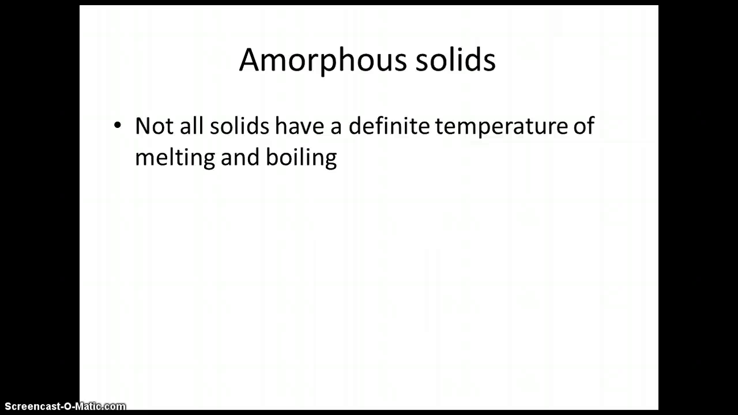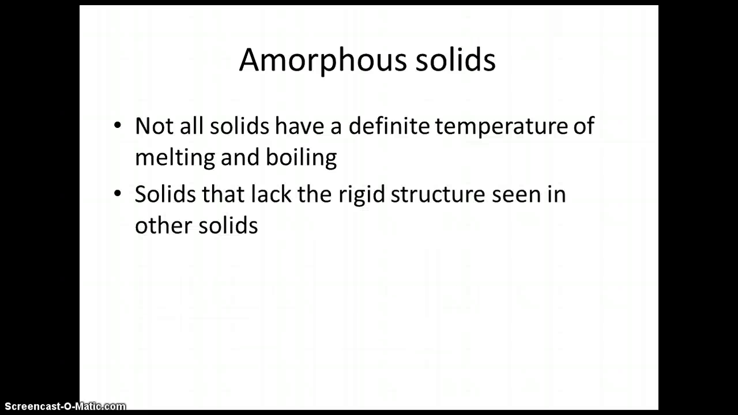So one example, water. We know water's melting point. We know water's boiling point. That's something that any water is going to have. Amorphous solids, on the other hand, are going to have different melting points and boiling points, even if it's the same amorphous solid. So these are solids that are going to lack that rigid structure that we see in other solids.